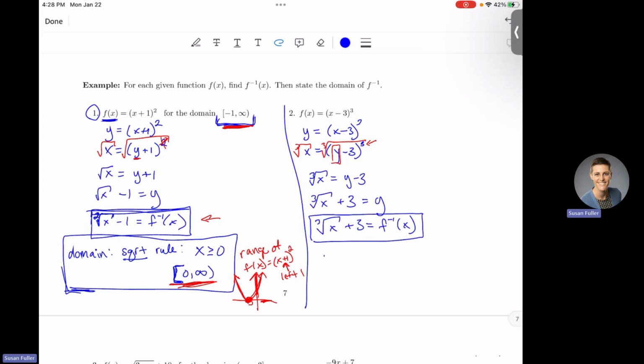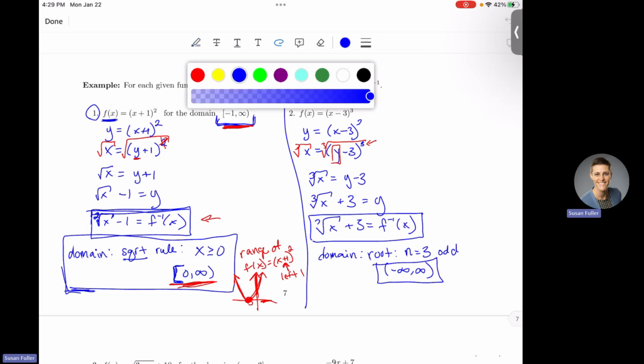Now, what's the domain? Well, the domain of this, I have a root rule, right? I have to apply the root rule. The index of my radical here is 3, which is odd. Because I have an odd root, that means that my domain is negative infinity to infinity. I don't have to do any more work than that.